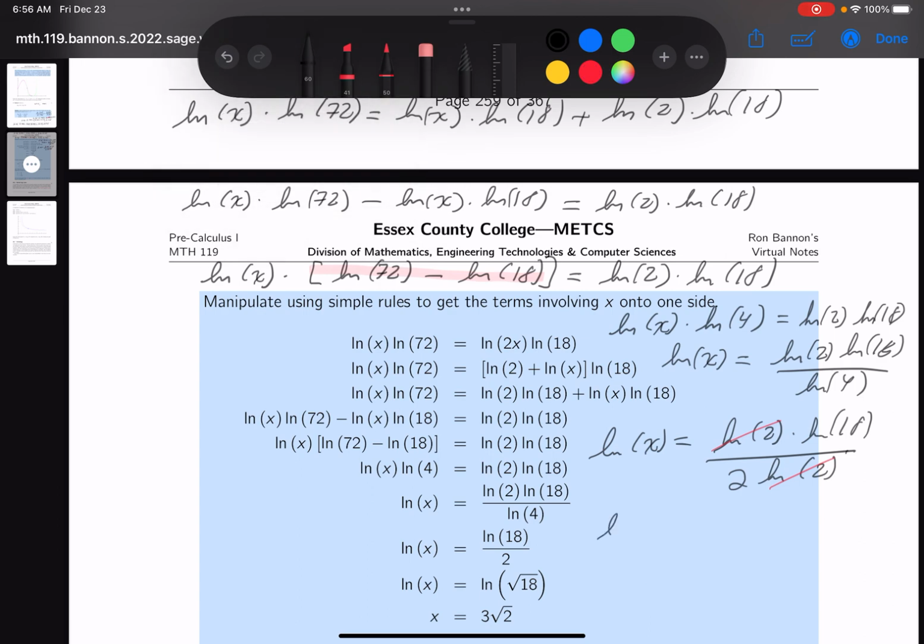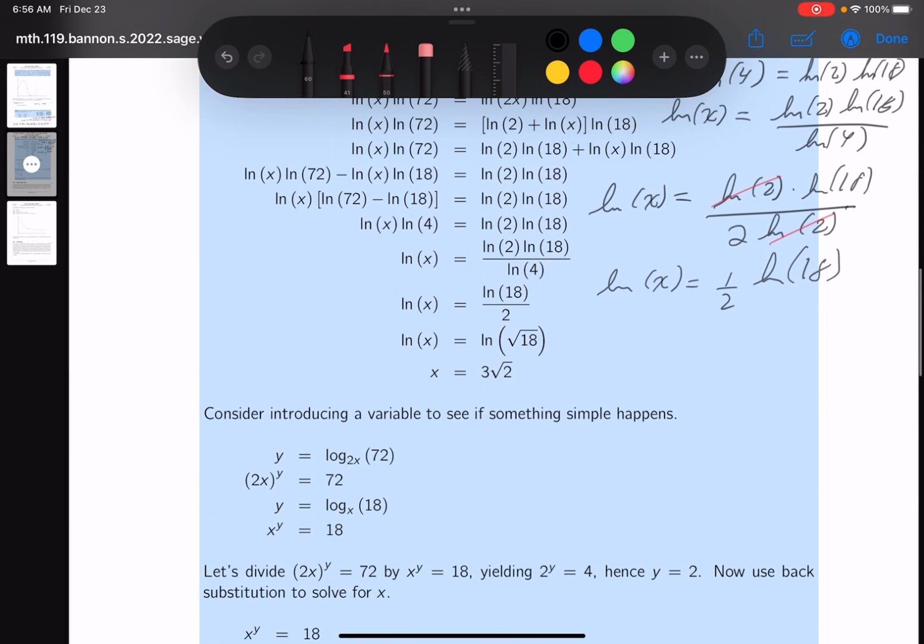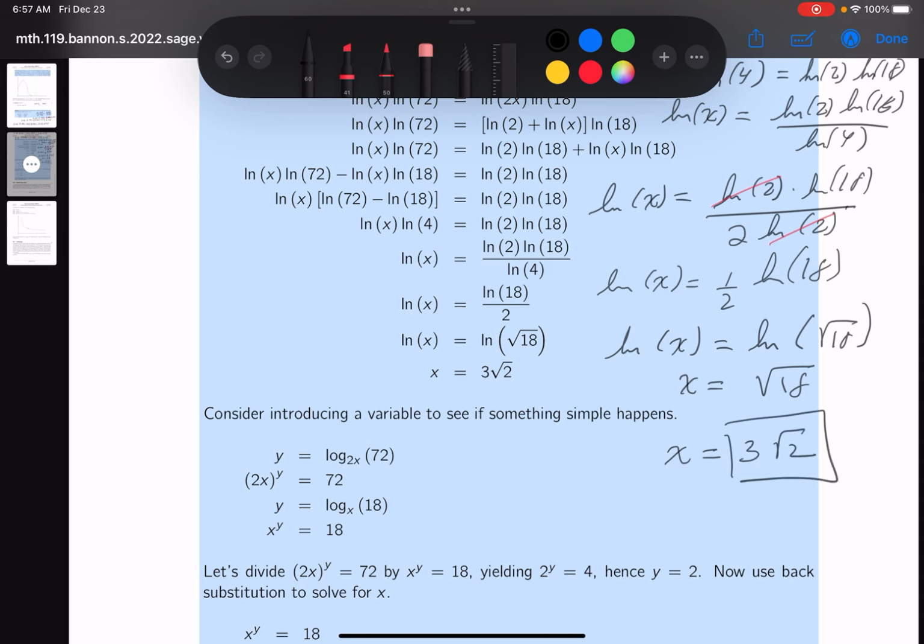You get the natural log of x is equal to 1/2 the natural log of 18. I'm almost there. Natural log of x is equal to the natural log of, well, it's 18 to the 1/2, which is root 18. So now I know x is equal to root 18. This should be simplified. And in simplification, I see a 9 there. Square root of 9 is 3. So you get 3 root 2. All right, that's what x is. That's what we found. It's right over here.